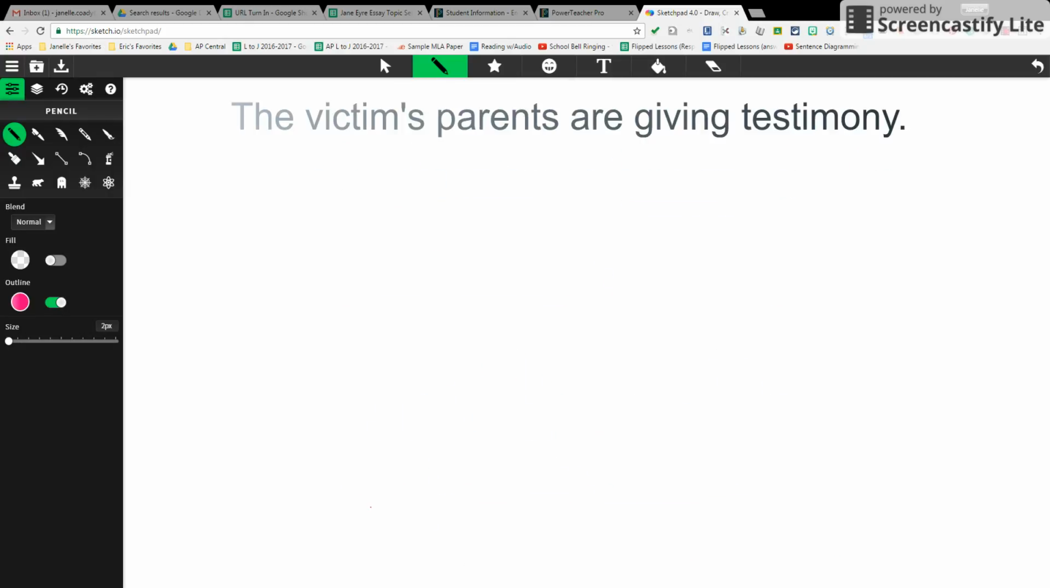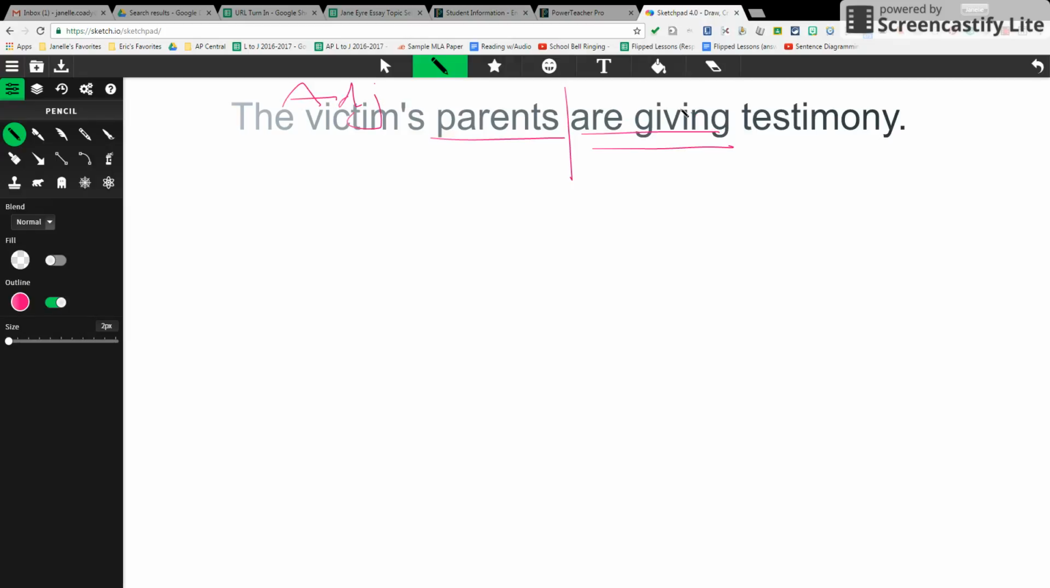Now let's look at one more sentence on lesson 17. This is number 5. And in this case, we have the victim's parents are giving testimony. So who's giving the testimony? It's the parents. So that is your subject. Are giving is your verb. Right, so these would be adjectives telling you what kind of parents they were. They were the victim's parents.